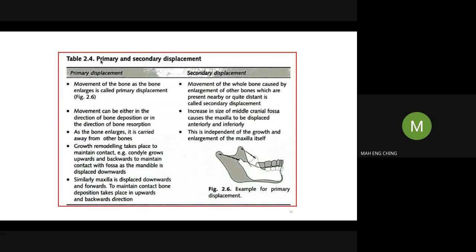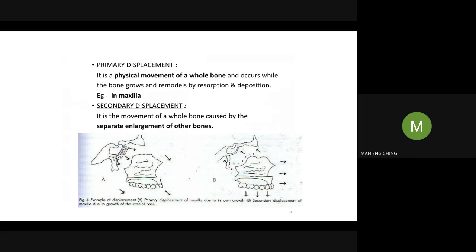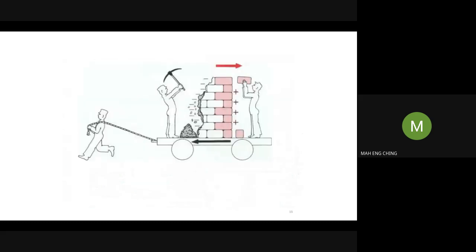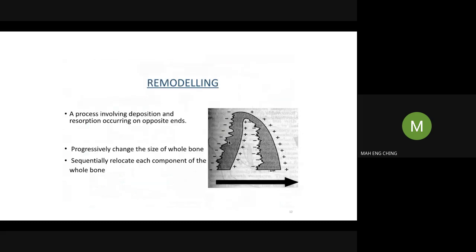So this one is just a summary. Primary displacement means the movement of bone as the bone enlarges itself. And the movement can be either in the direction of bone deposition or the direction of bone resorption. So what it means, okay, go back to these directions. This one is a plus, this one is a minus sign. So the bone can grow or move in the positive direction or the negative direction. So it can be either direction.